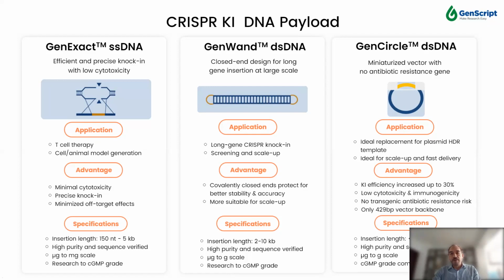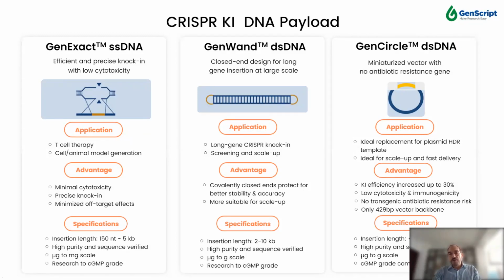For example, the GeneExact single-stranded DNA is excellent for minimal cytotoxicity, and it supports very precise knock-ins and minimal off-target effects. However, it's limited in the size of the fragment that can be inserted. It's limited to 5 kilobases. Our double-stranded DNA template supports larger fragments up to 10 kilobases, and it's double-stranded DNA with covalently closed ends to keep it more stable and give more accurate gene editing. Also, it's more suitable for scale-up.